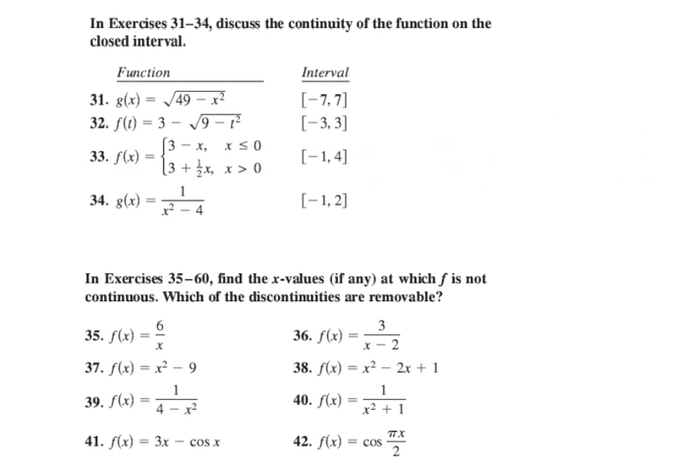We're skipping down to problem 31. So in 31, we want to discuss the continuity of the function on the closed interval. Well, in this particular function, it happens to be a semicircle centered at the origin with radius 7, but you might not pick that up from the beginning. But it's one of the forms that you might want to begin to notice.